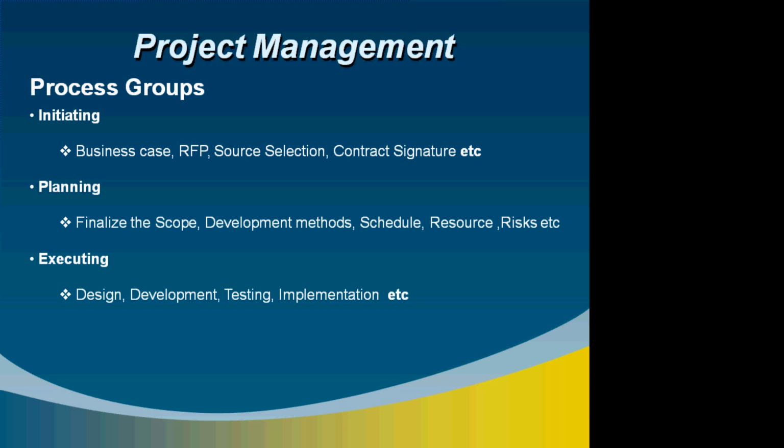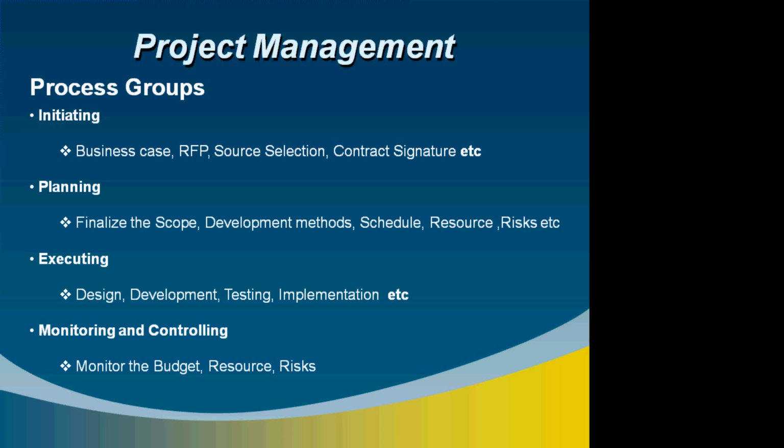Executing: some of the activities are finalizing the design, like high level design and low level design, completing the development, the testing like unit testing, system testing, user acceptance testing, etc., and implementation. These are some of the activities involved in the execution phase.